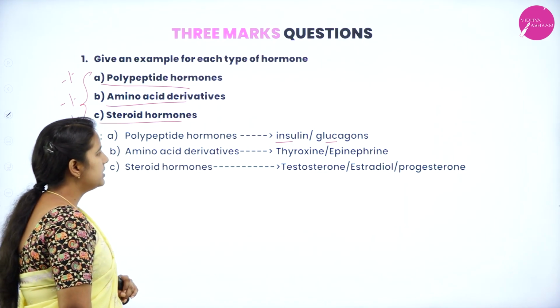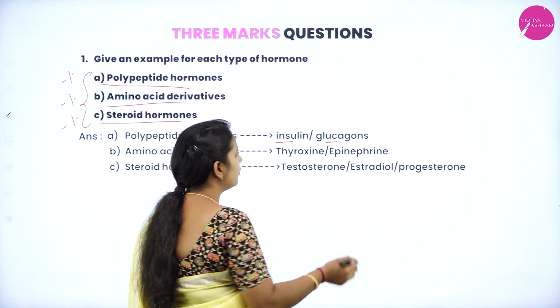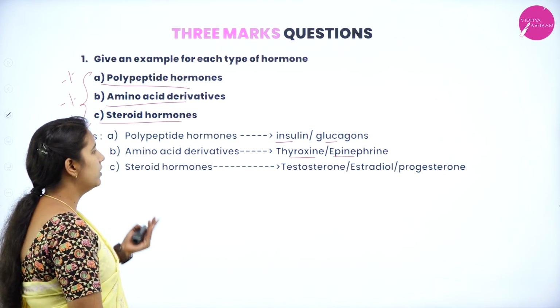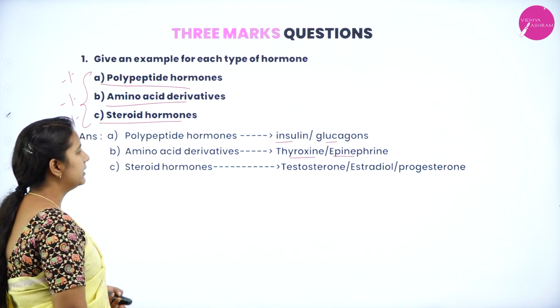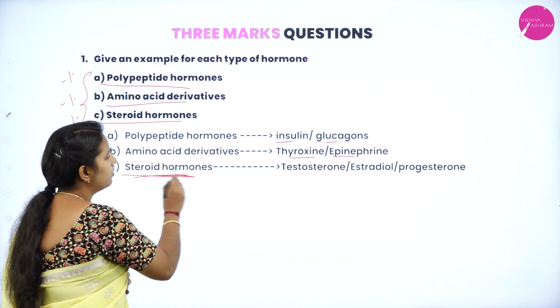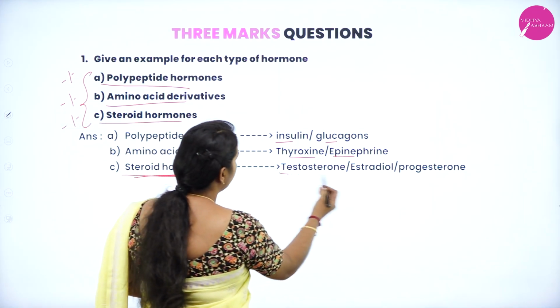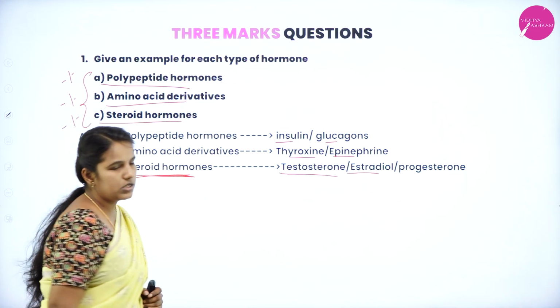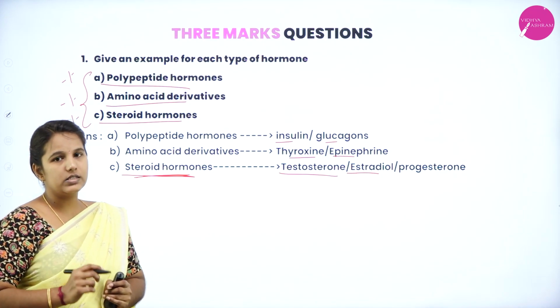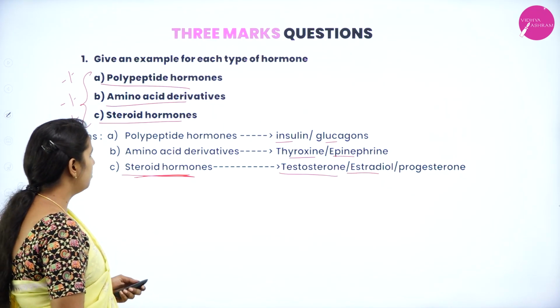For the amino acid derivatives, you can write any one of the amino acid derivatives, because there are 20 amino acids. So, 1 or 2 examples you can write, like thyroxine or epinephrine. Next, for steroid hormones, for example, testosterone and progesterone you can write, because these are the hormones which regulate the sex hormones in our body.